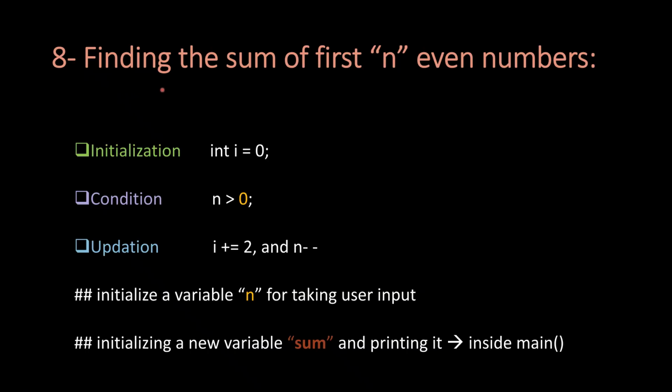Our eighth example is finding the sum of first n even numbers. Here, our initialization statement is about initializing a loop variable I and assigning it a value of 0. And in each iteration, we increase the value of I by 2 and decrement the value of n. And when the condition n greater than 0 becomes false, our loop will end. And let's try this in the program is.